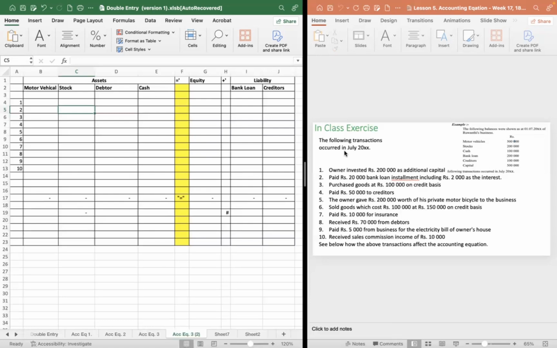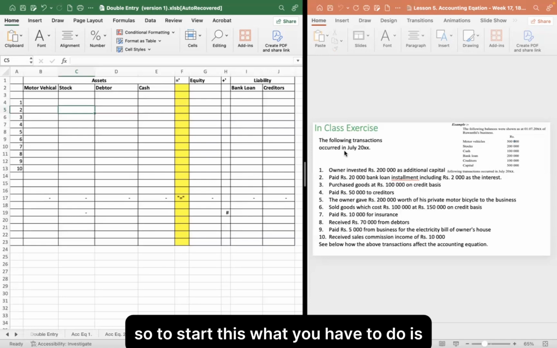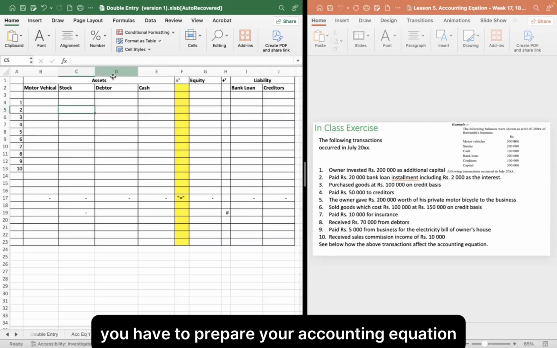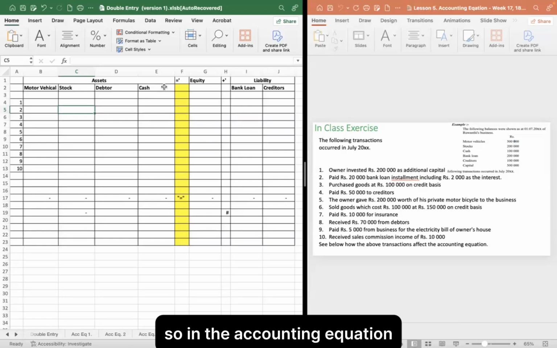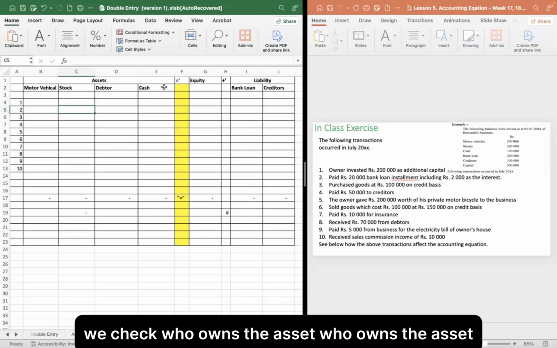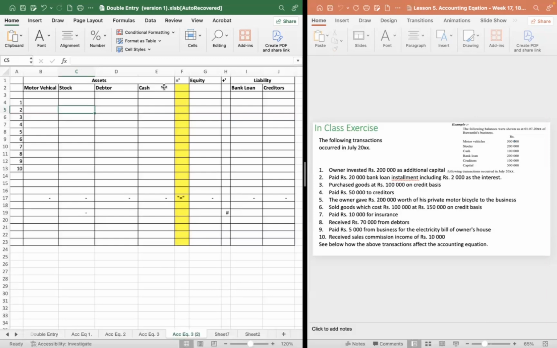Okay. So to start this, you have to prepare your accounting equation. That is, assets is equal to equity plus liability. So in the accounting equation, we check who owns the asset. Who owns the asset? Asset ටික කාටද අයිති කියන එක තමයි අපි accounting equation එකේදී කරන්නේ.